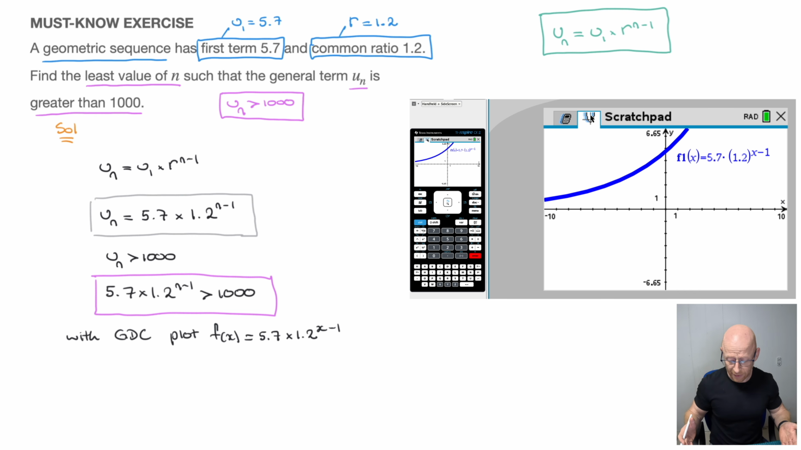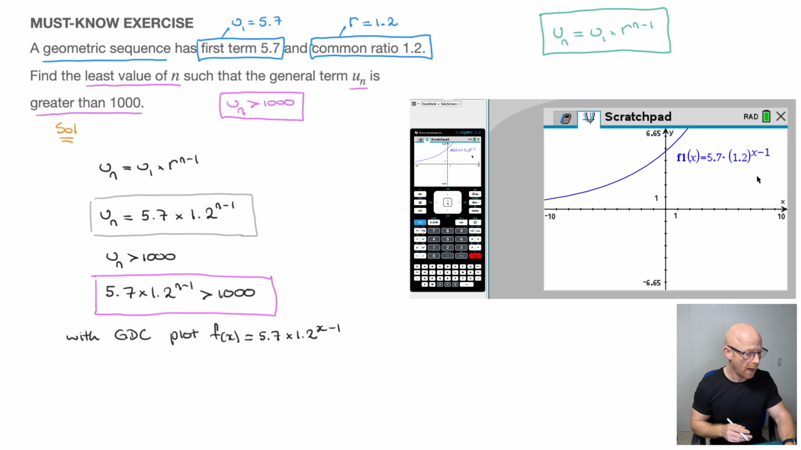And now here's the thing. I'm not even going to look at the curve I've just plotted. All I'll make sure of is that I entered the function's equation properly. And looking at the graph's label I can see on the screen here, it's indeed 5.7 times 1.2 raised to the power of x minus 1, which is exactly what we had written here. In other words, I'm happy with what I've entered on the calculator.